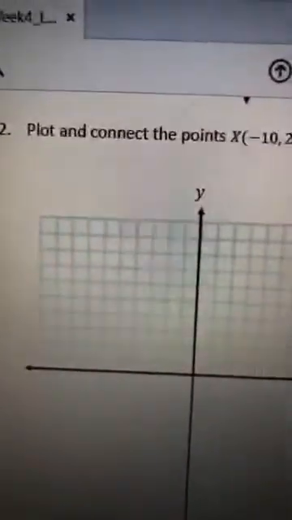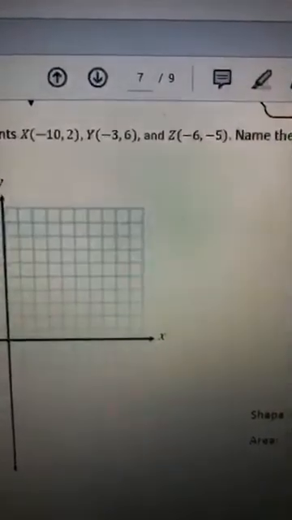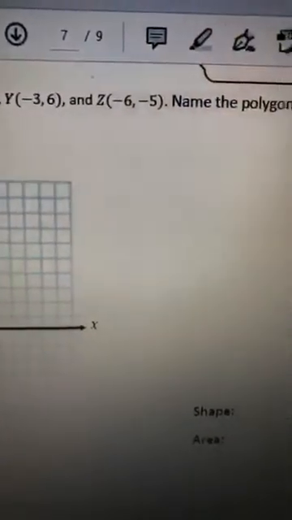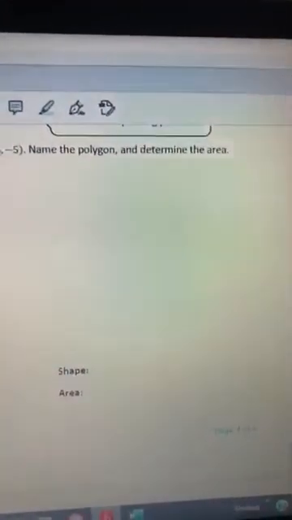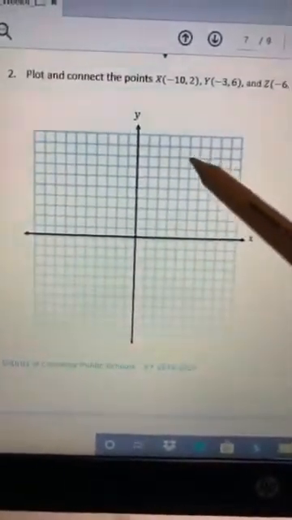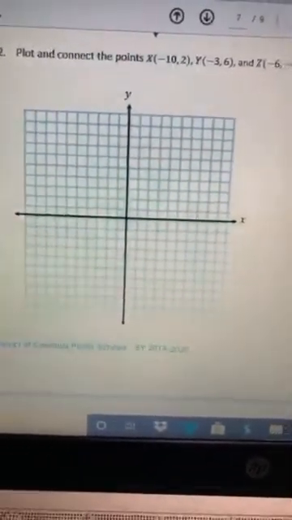Okay, it said plot and connect the points: x, which is (-10, 2), y, which is (-3, 6), and z, which is (-6, -5). And we also reviewed the quadrants of the coordinate plane the other day: 1, 2, 3, and 4.